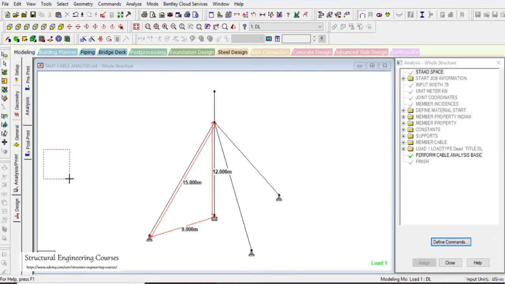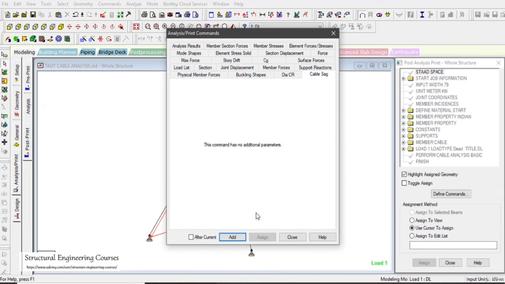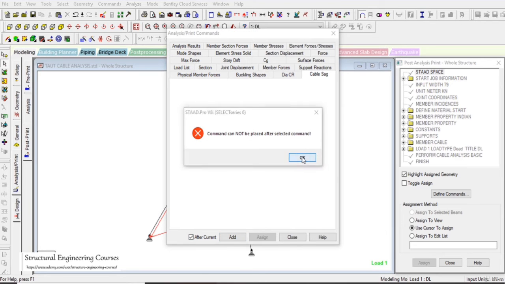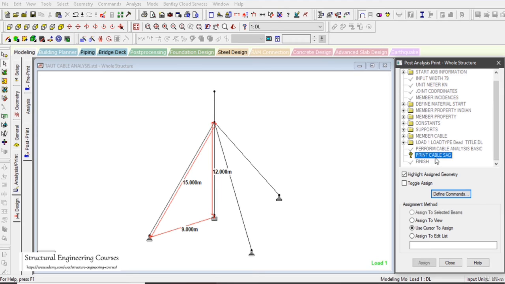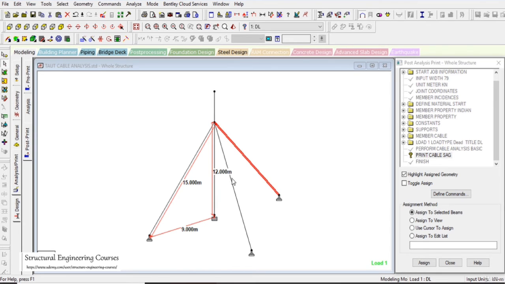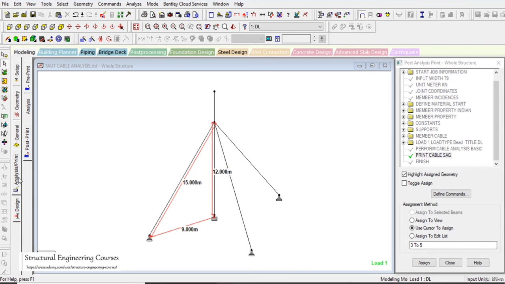And after that, we can go to the post print command, and we can go to define command. Here we can select the cable sag command also. So now the cables can be selected to check the cable sag values, and after that we can just analyze the structure.